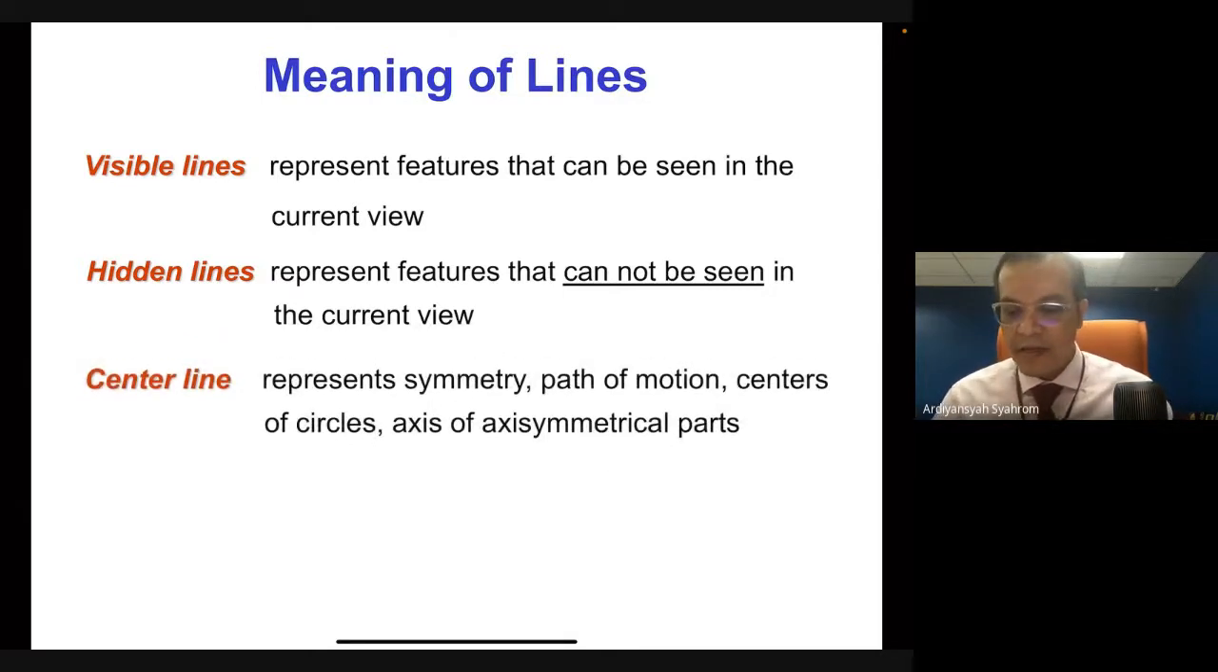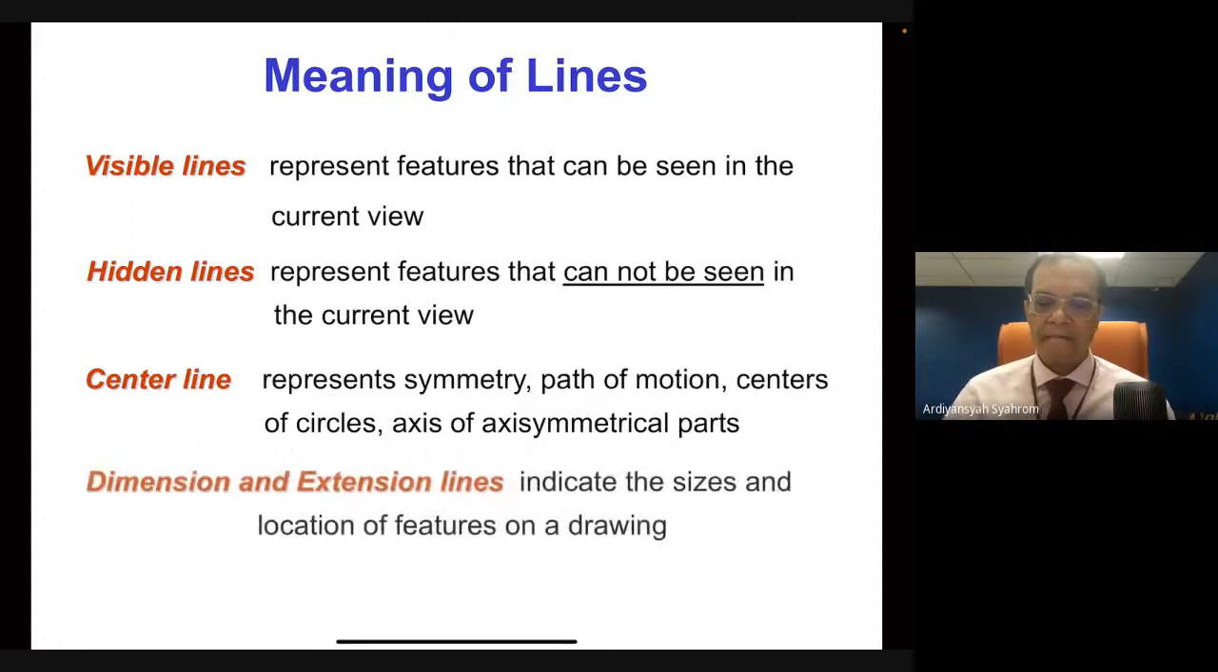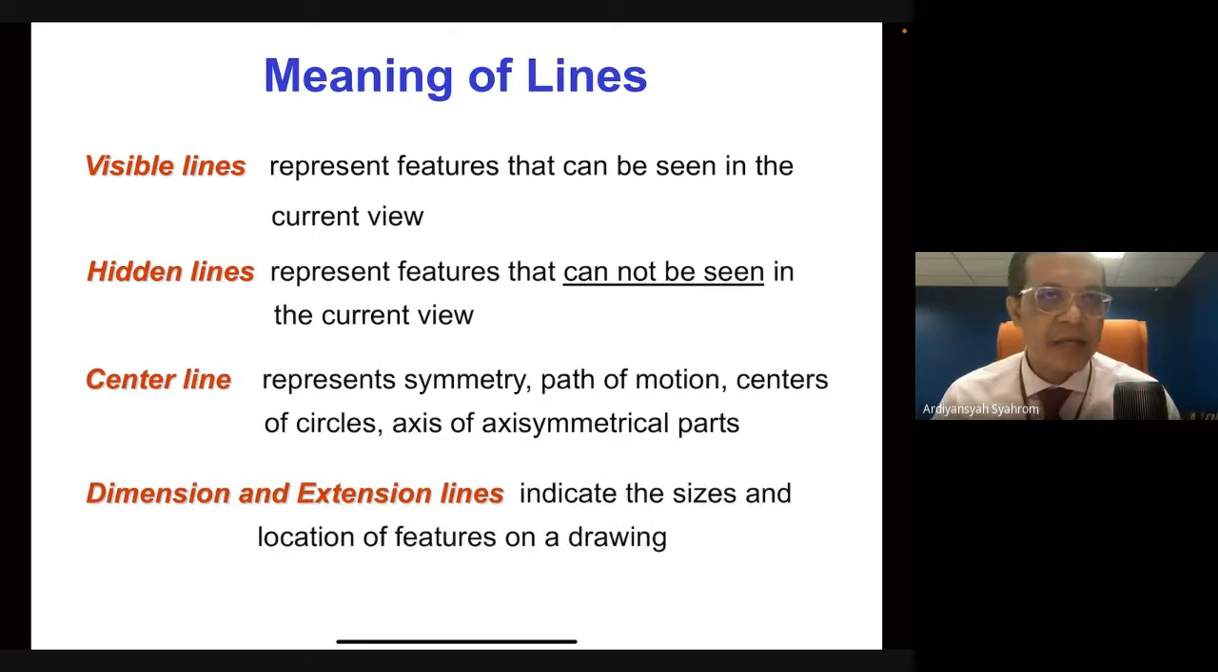Center line represents the symmetry parts of the motion, the center of the circle, the axis of symmetrical parts. Dimension and extension lines indicate the size and the location of the features on the drawing.